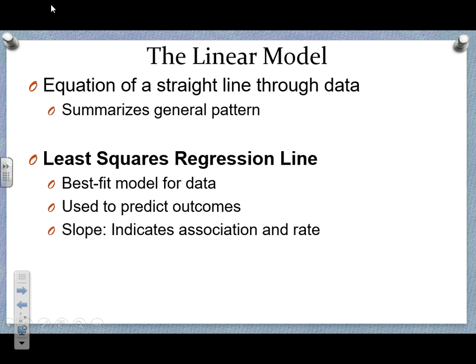Now when you look at your regression model, slope is going to be a very key thing. And one of the things you're going to notice from today's assignment, every question pretty much is going to ask you to interpret slope. What does the slope mean in this context? Okay, so it's going to indicate the association and the rate of the association. So how fast it climbs or how fast it decreases, depending on whether it's positive or negative. And so our goal here is to find the best fit for our particular association.